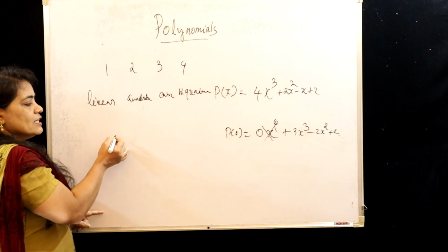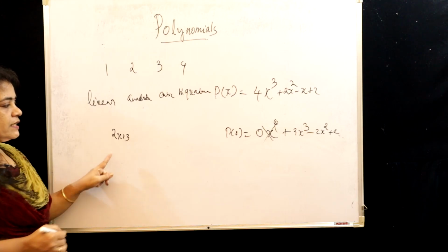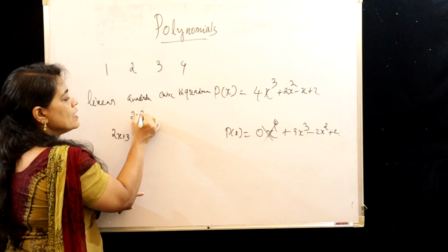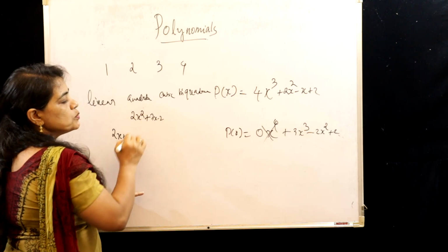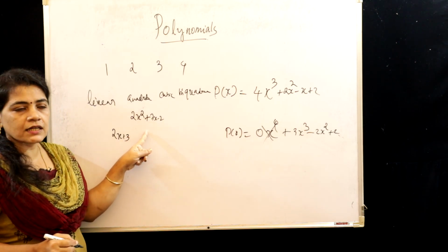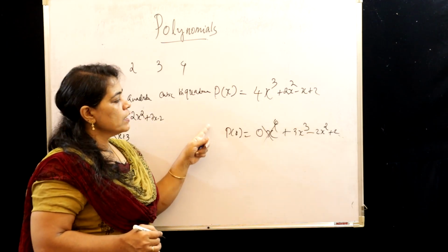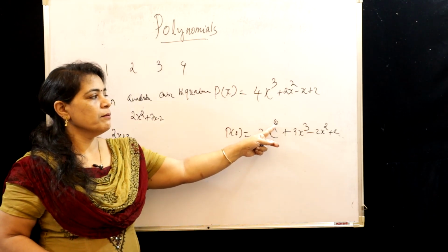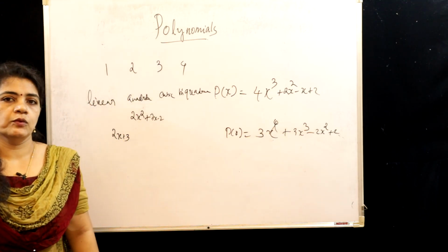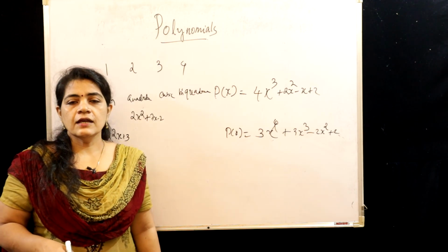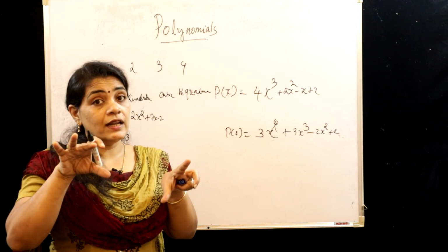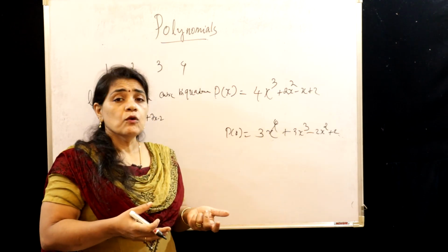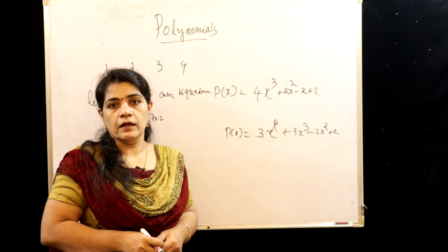A polynomial of degree 1 is, for example, 2x plus 3. See children, here the power of the variable x is 1. Here you can see 2x square plus 7x minus 2, the power is 2, so this is a quadratic polynomial. Then cubic. And if we have 3x raised to 4, this will become a fourth degree polynomial, a biquadratic polynomial. You can expect one question from this degree of the polynomial sometimes. And what is the degree of a constant polynomial?